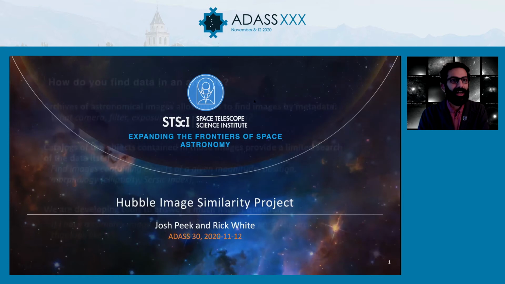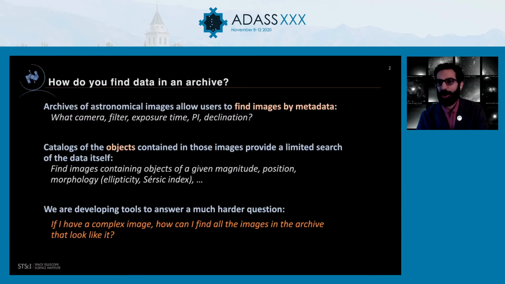Okay, moving on. So how do we find data in an archive? That's a generally interesting question to me since I'm the PI of the Mikulski Archive for Space Telescopes here at Space Telescope Science Institute. And usually what we do is we look by camera, filter, exposure time, PI, metadata, things we knew about the image before we took the image.